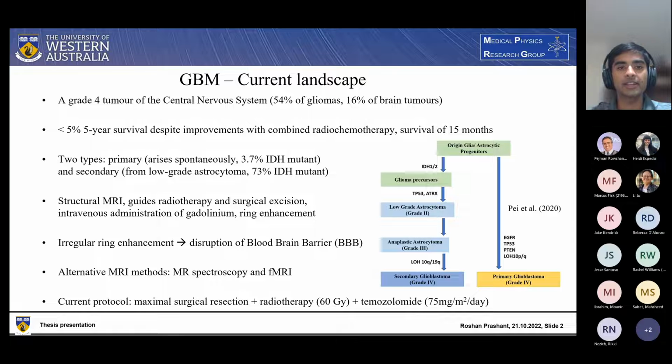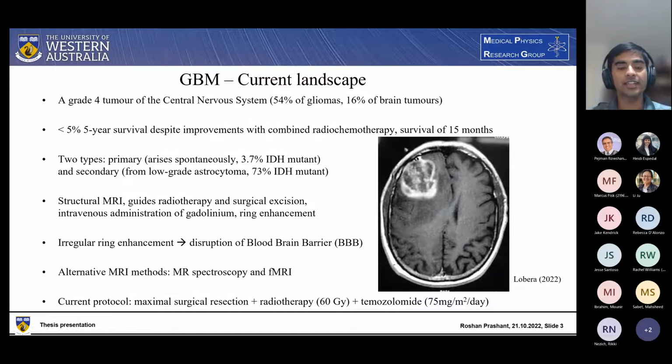There are two primary types of GBM. There's primary glioblastoma and secondary glioblastoma. This is illustrated in this figure here. Primary glioblastoma usually arises spontaneously and is known as IDH wild type. This is because only 3.7% of primary glioblastomas have a mutation in the IDH gene. Secondary glioblastomas usually arise from a lower grade astrocytoma, which is another type of glioma. And most secondary glioblastomas also have a mutation in the IDH gene, as shown here in the flowchart.